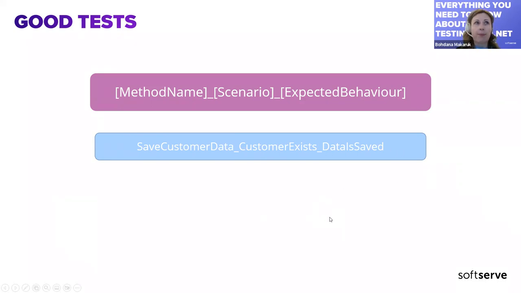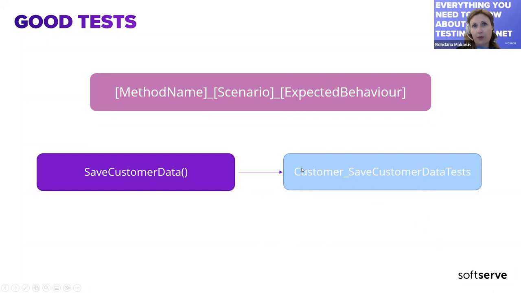Also, for example, SaveCustomerData can be a huge method with a lot of execution paths. So probably it's better to create a separate class only for that method. So the convention can be like that: at first we put the class name, and then we put the name of the method.